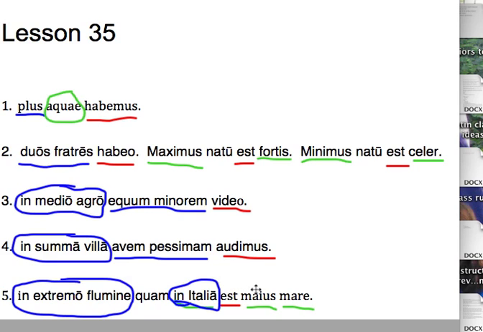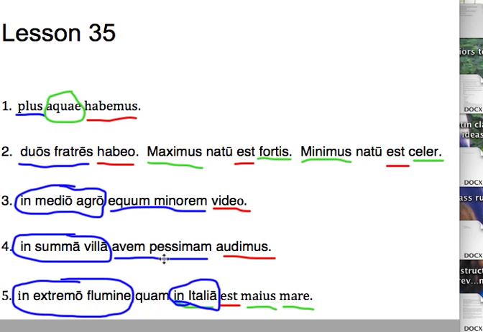there is a greater sea in extremo flumina. Okay, in extremo, extremis means like the farthest part or the extreme. Okay, so we might say at the end of the river. All right, rather than saying in the farthest river, we would say at the end of the river. There is a greater sea at the end of the river than in Italy.